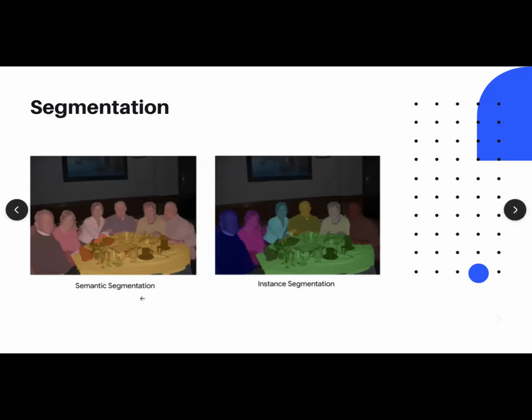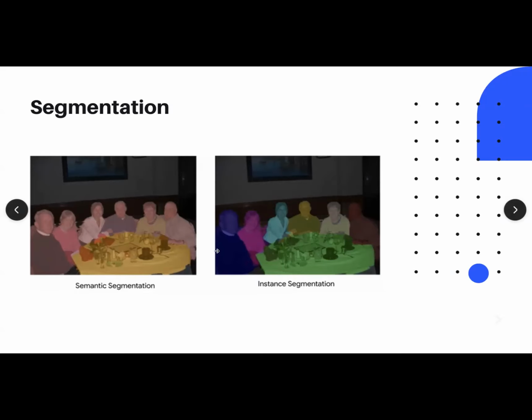So the first type of segmentation is called semantic segmentation. You can already see that in instance segmentation you have a lot more colors, but in semantic segmentation you just have two colors. If you look even deeper, you will see that all of these humans in semantic segmentation have the same color, whereas here, all of these different humans have different colors. That's the only difference between semantic segmentation and instance segmentation.